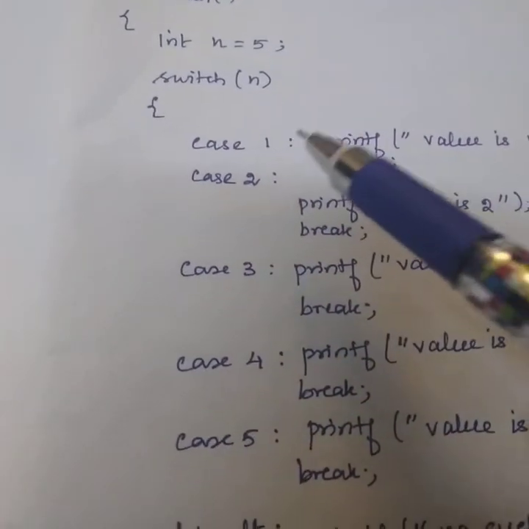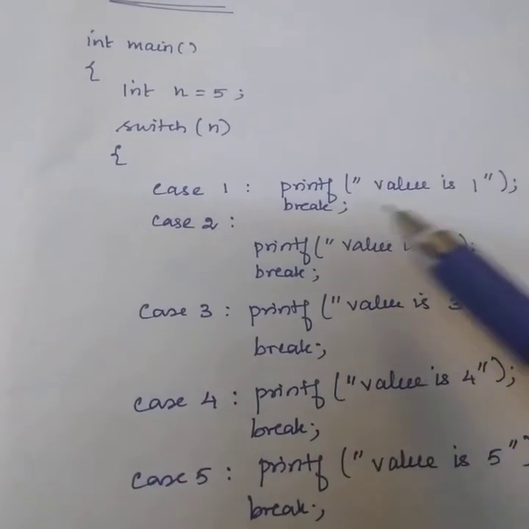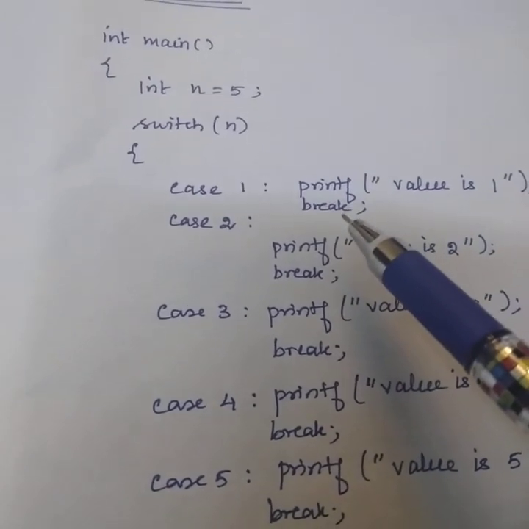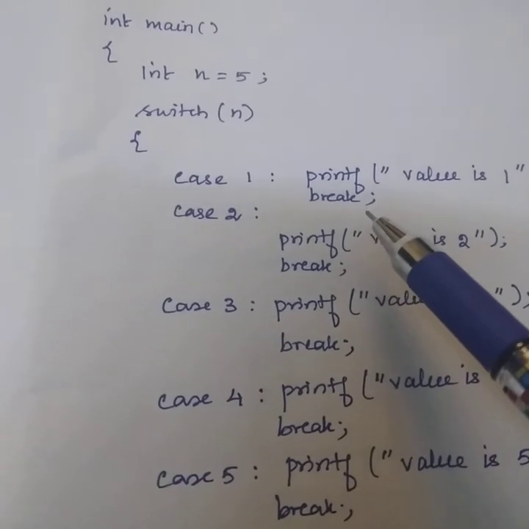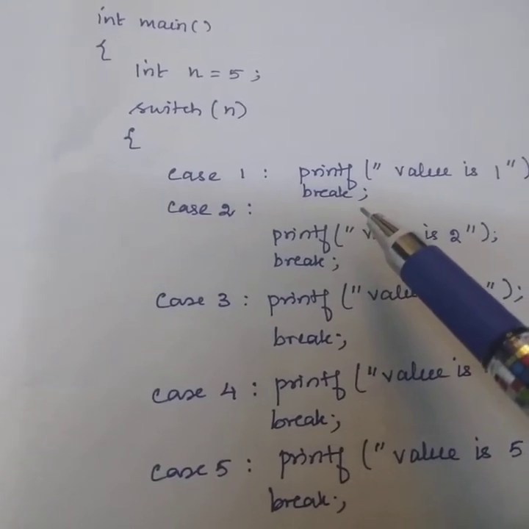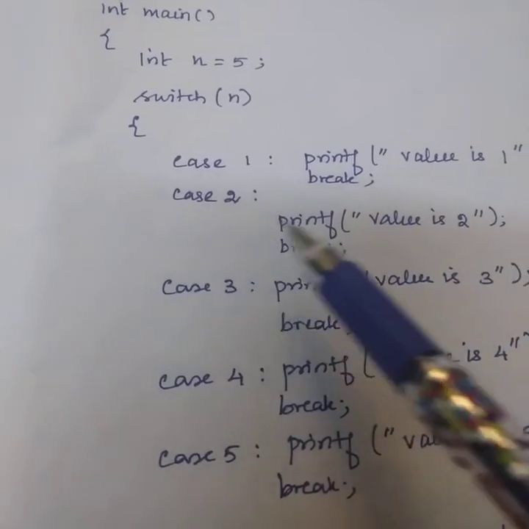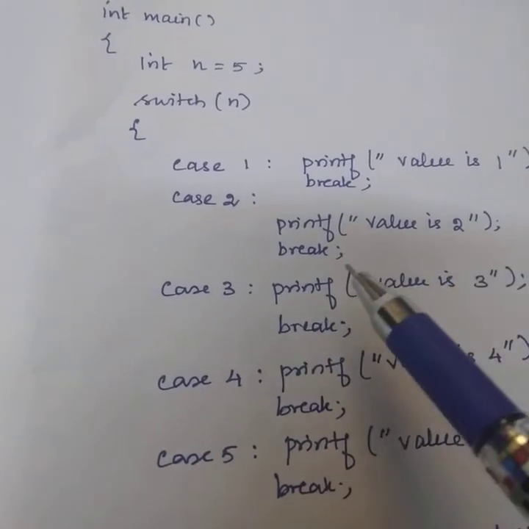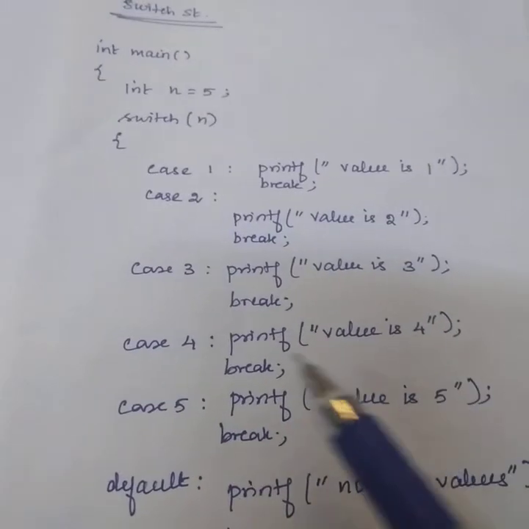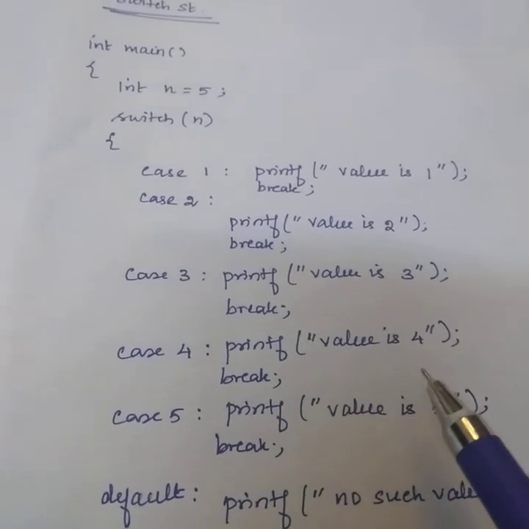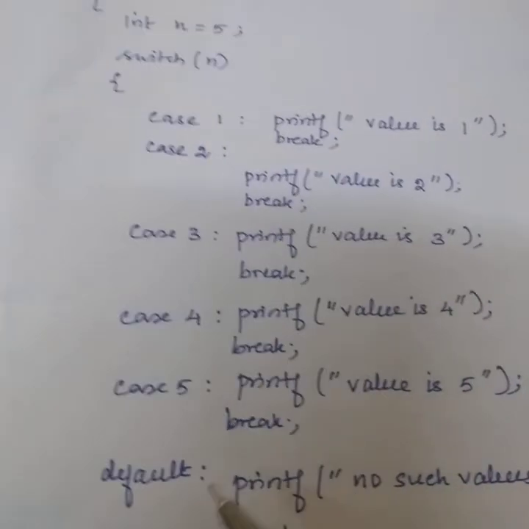Okay, now let's see the syntax. Case 1, printf value is 1, break. If any break statement is seen, it causes immediate exit from the switch. Case 2, printf value is 2, break. Case 3, printf value is 3, break. Case 4, printf value is 4, break. Case 5, printf value is 5, break.